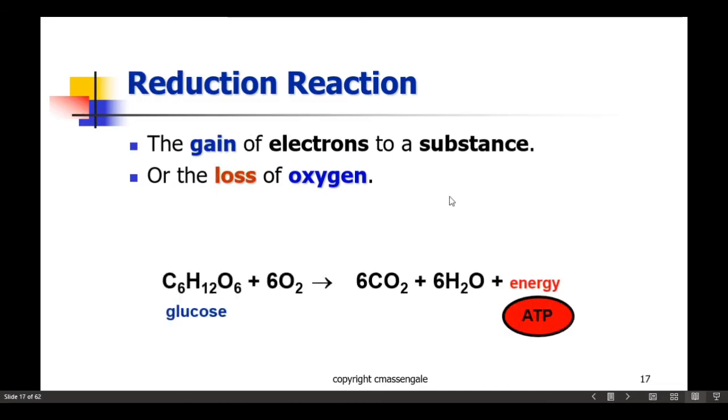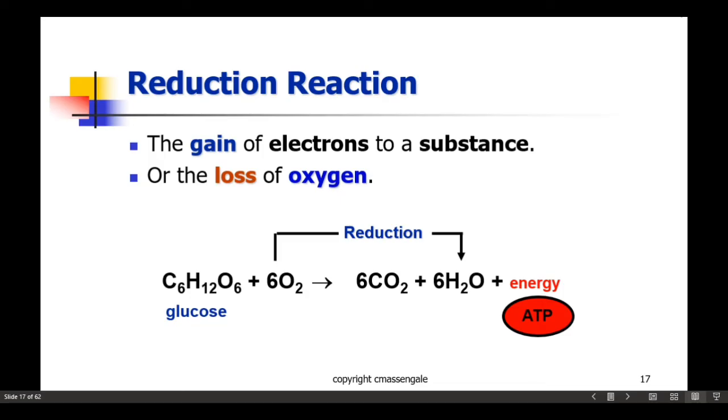On the other hand, when we say reduction, this is a process wherein one substance gains electrons, or there is also a loss of oxygen in the process. So, again, from this reaction of cellular respiration, this reactant has 12 molecules of oxygen. But after the reaction, in the product, it now contains additional electrons, but it has lost some molecules of oxygen. From 12, it now contains only 6 molecules of oxygen.